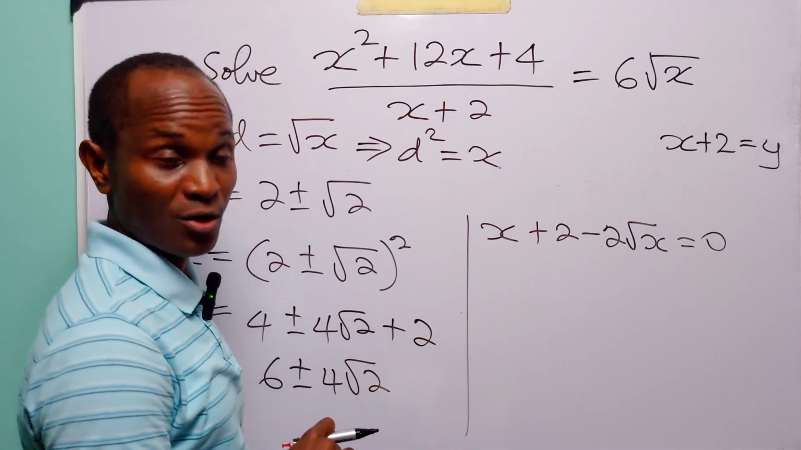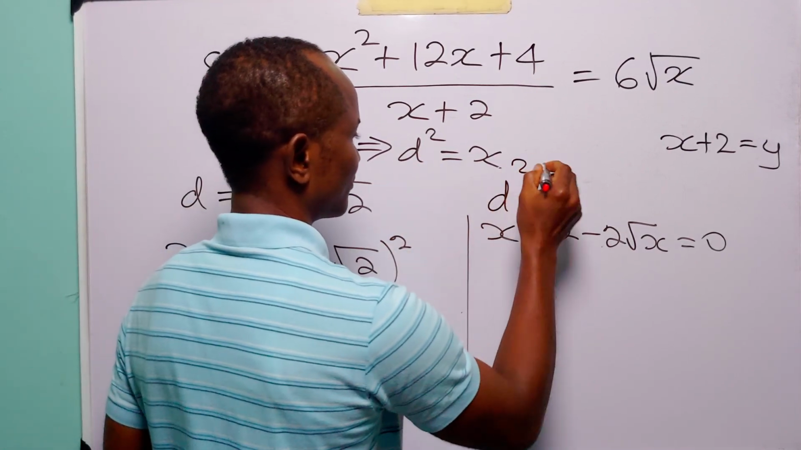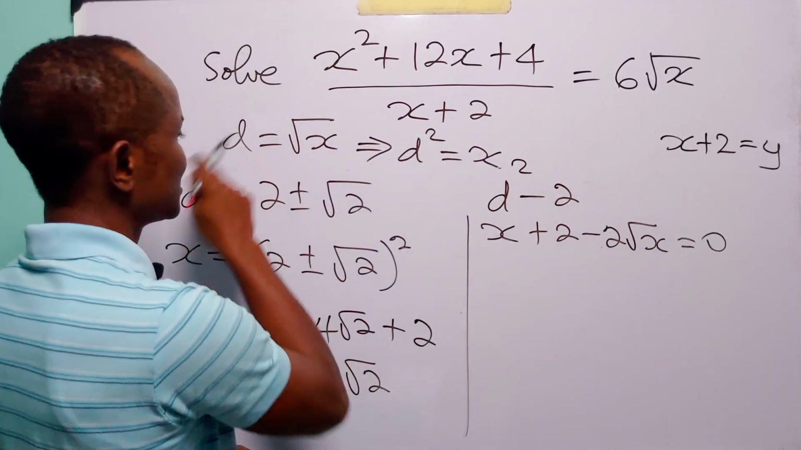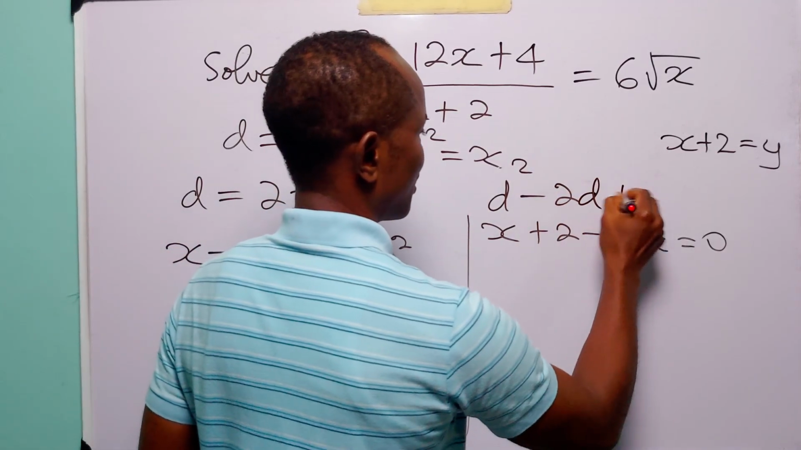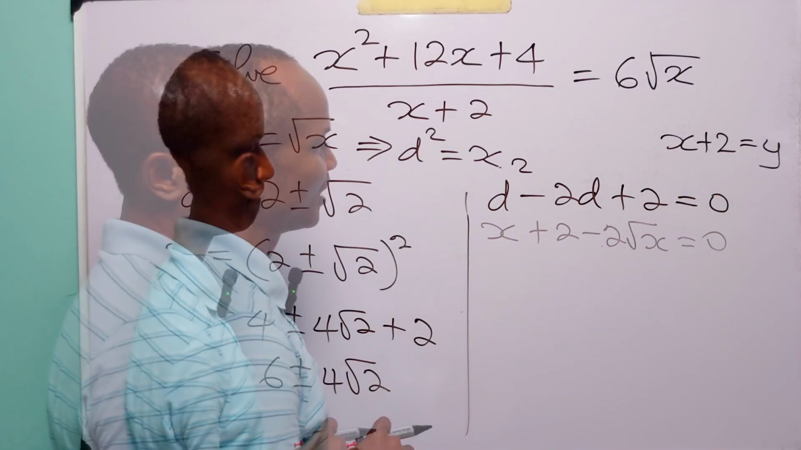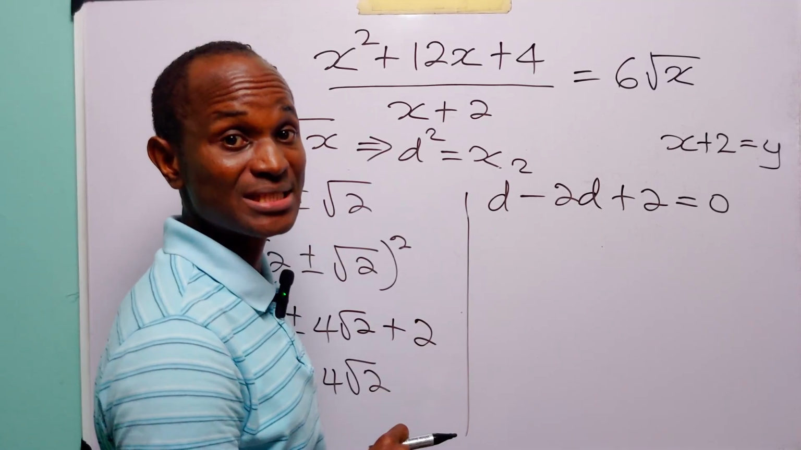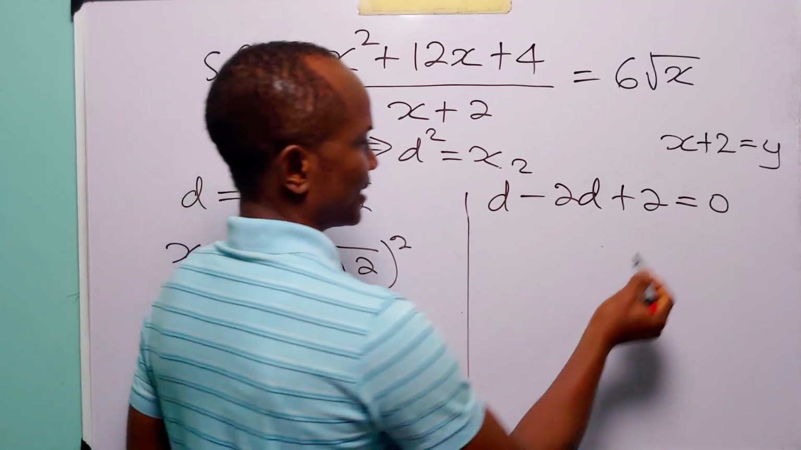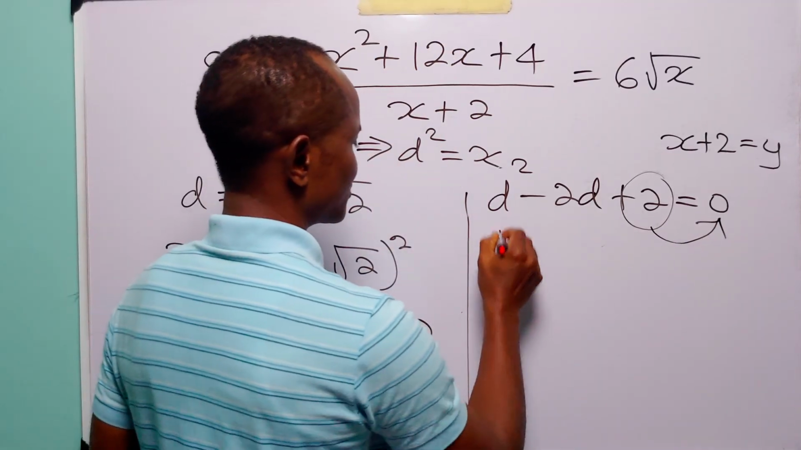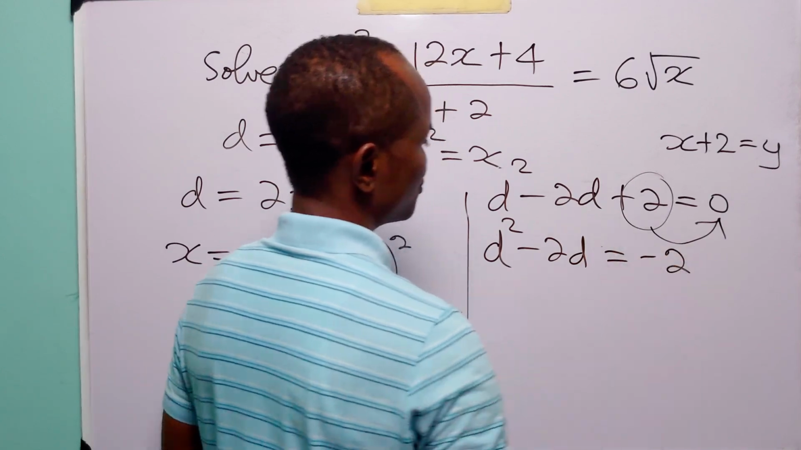And going over to the second equation, we have that x, which is d squared, minus 2 times root x, which is d, plus 2 is equal to 0. Once more, we cannot factorize this equation, but we are going to solve by completing the square method. And we move this over to the right-hand side. When we do that, we have d squared minus 2d is equal to minus 2.